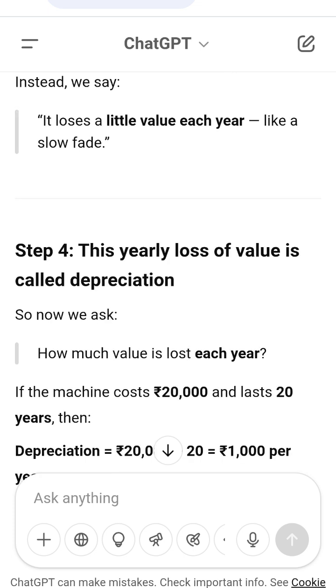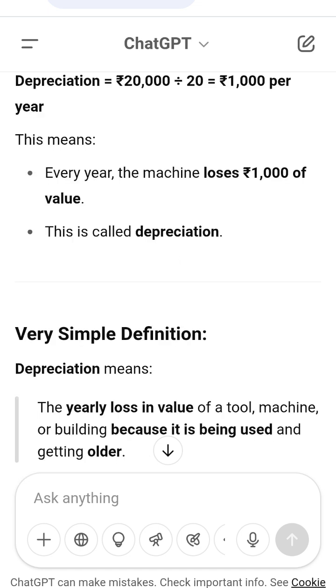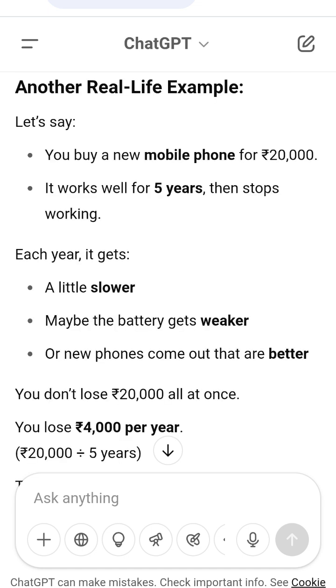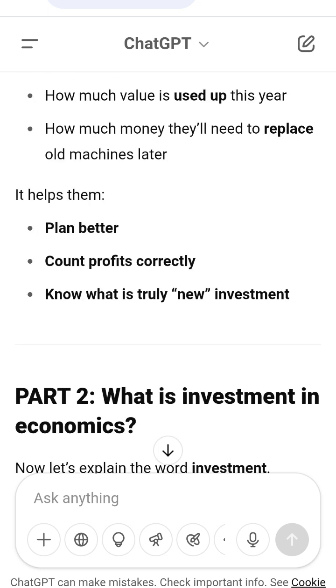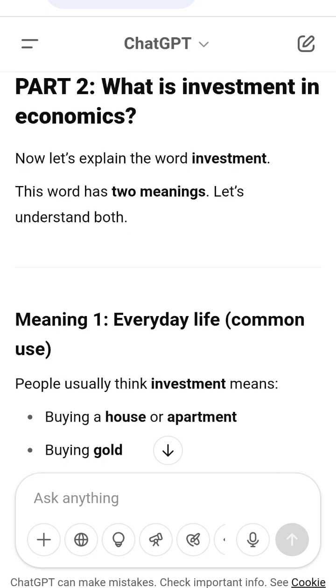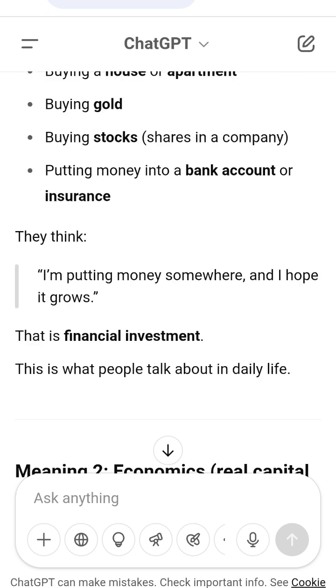Back to our depreciation story. When we measure investment, we must think carefully. Imagine a country builds 1,000 new machines this year, but 300 old machines broke down, got old, useless. That means gross investment equals all 1,000 machines made. Depreciation equals 300 machines lost. Net investment, 1,000 minus 300, equals 700 machines added. So only 700 machines are truly extra this year. That's how we know if a country is really growing.